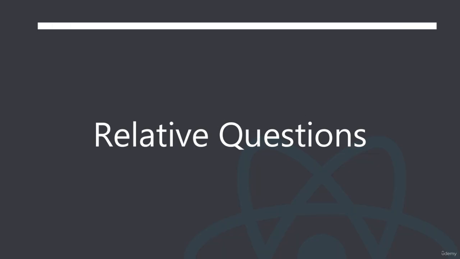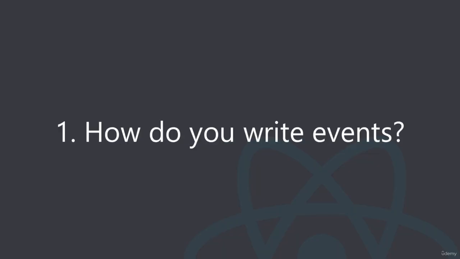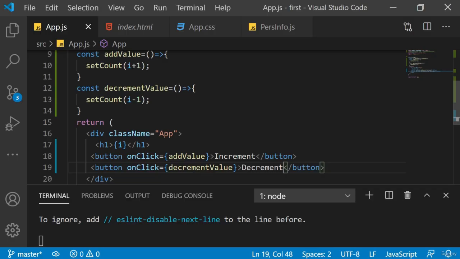Let's talk about the questions. The first question is, how do you write events? We have already seen that, like in this piece of code, you see that we have a button and we write the onClick event. So the important point here is that we have the onClick event with different spelling. In JavaScript we have a small c, but here we have a capital C.